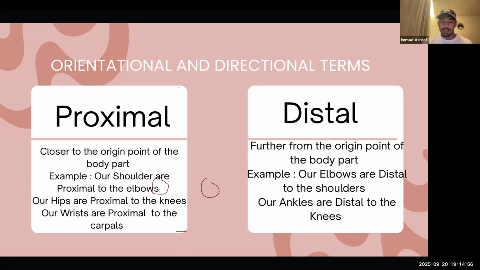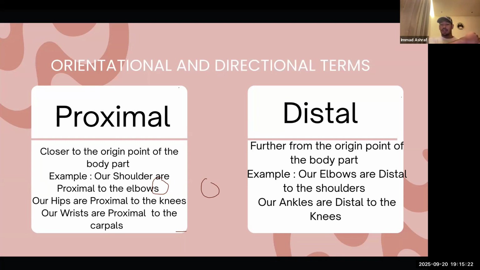And again, proximal and distal are used in relation. You can't just say, oh, this is proximal. You have to say, this is proximal in relation to this. So for example, you can't say your shoulders are proximal. You have to say your shoulders are proximal to your elbows because this is the shoulder joint, right? So the shoulders are the thing that are closest to the shoulder joint. That's obvious. So your shoulders are proximal.